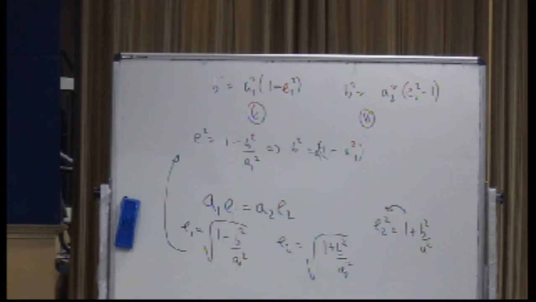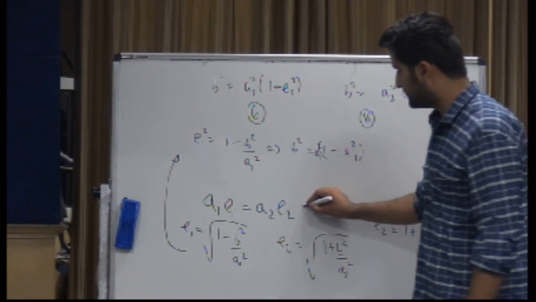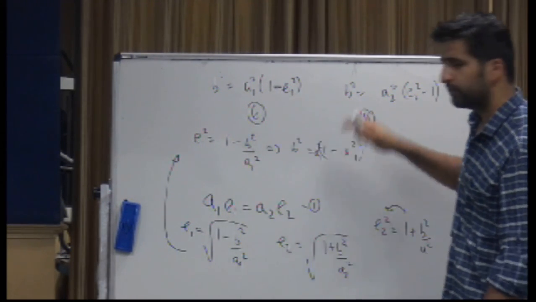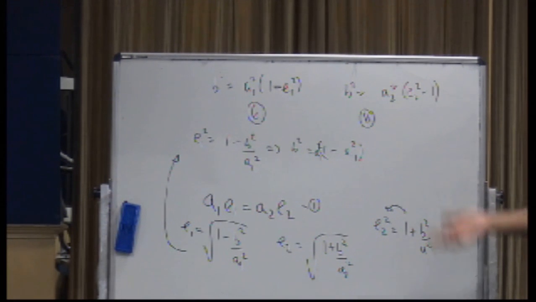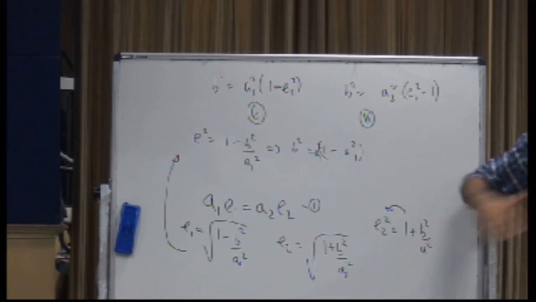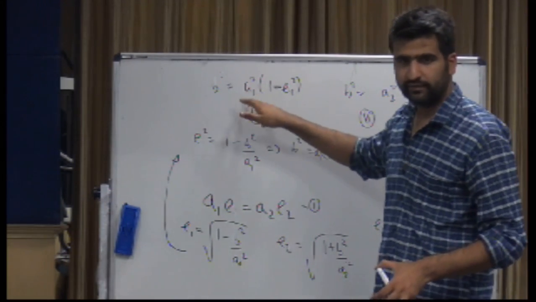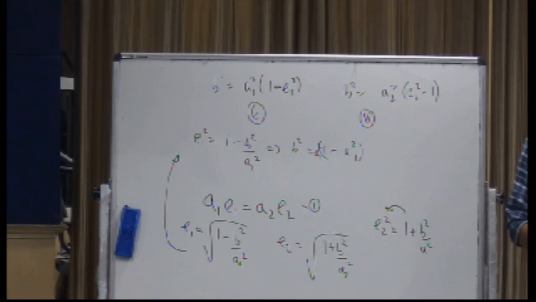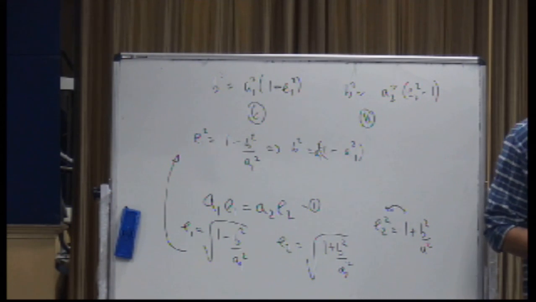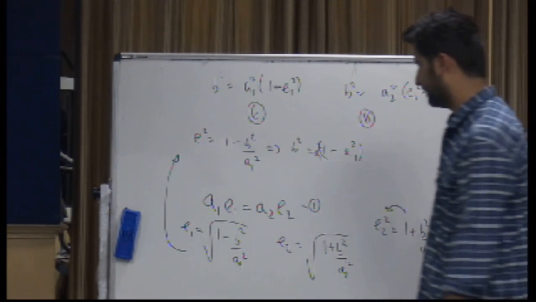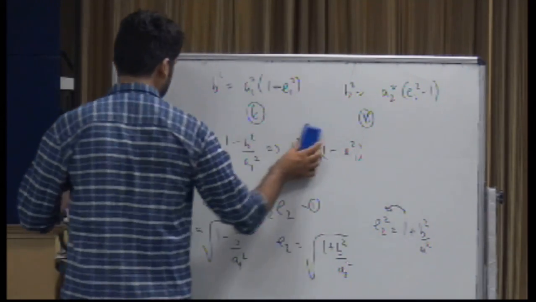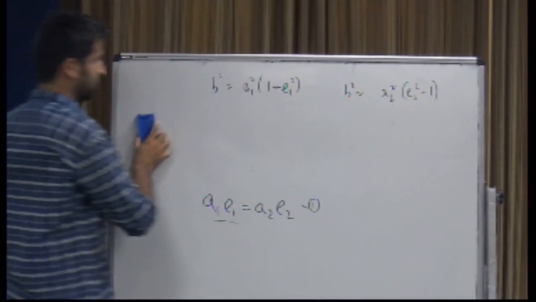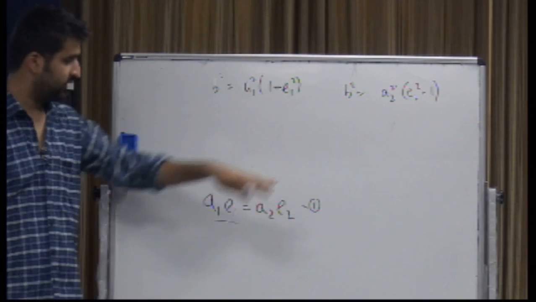Anyone? We have two relations now. First relation is this one, that A1 E1 is equal to A2 E2. And next we have these two relations. What should we do? We need a relation between E1 and E2. So I need to eliminate all the unnecessary variables like B, A1 and A2. How can you do that? And then? So we have two equations now. First we have these things, right? And then we have this.